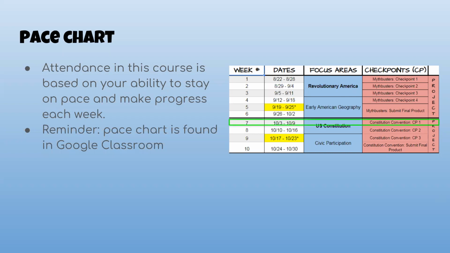So when you see the dark black line right above that box, it's telling you that you should pretty much have already accomplished the Revolutionary America focus area. And if you were interested in doing the early American geography, which is an optional one because it's extra credit, you should have done that. But the more important one is that the Mythbusters project is now considered past due, after tomorrow, the 2nd. So make sure you're trying to get to that project soon.